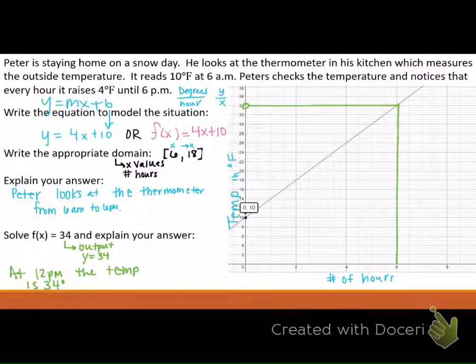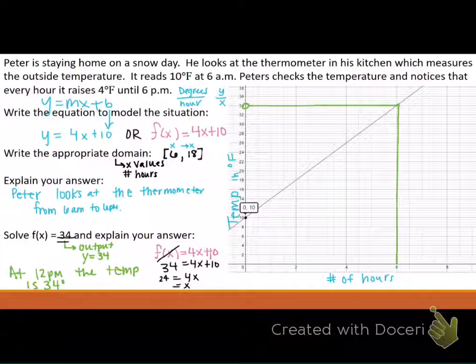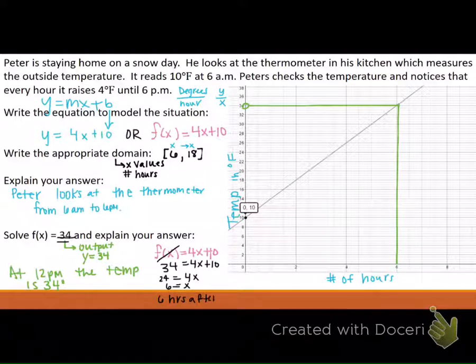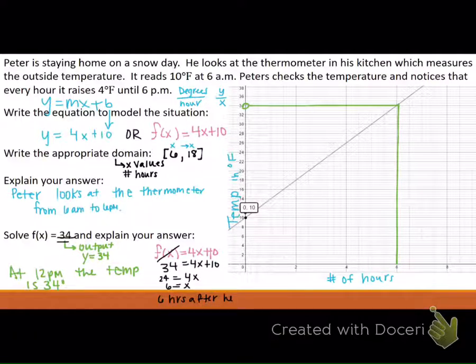Okay, so we said that f of x equals 4x plus 10. We just said that f of x is the same thing as 34, right? Yep. So we replace that with 34. So x equals 6, which means 6 hours after he started, right? So 6 hours after he started is 12 p.m. Is that what we got on the graph too?